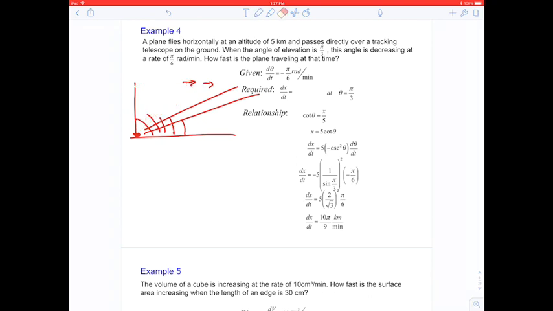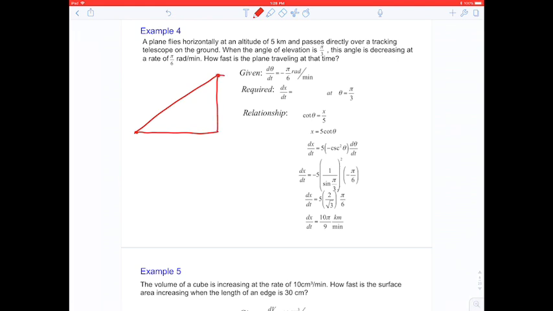That means now let's just draw one triangle which will represent the situation. That's the telescope, that's the plane, that's the angle of elevation, and this is x, the distance that the plane passes, and how x is changing we have to actually find out.